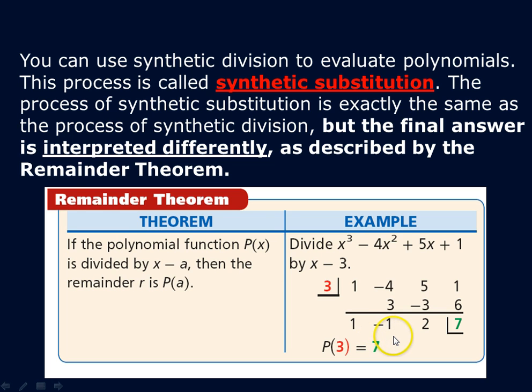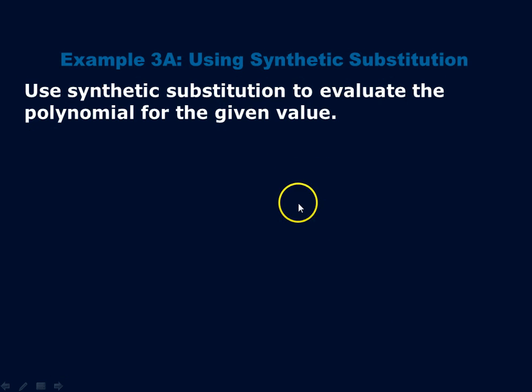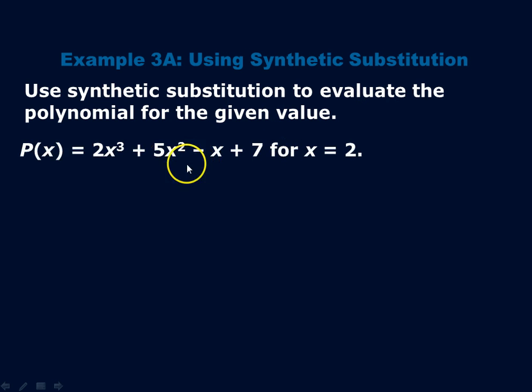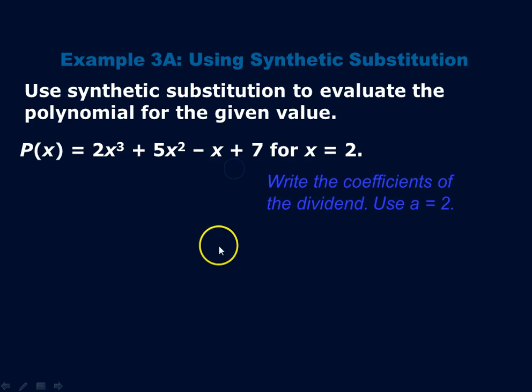Alright, now let's see what I'm talking about. Use synthetic substitution to evaluate the polynomial for the given value. We're going to do this just like we did our synthetic division. We write the coefficients in standard form, 2, 5, negative 1, and 7, and we're going to use the number 2. Work it out just the same.